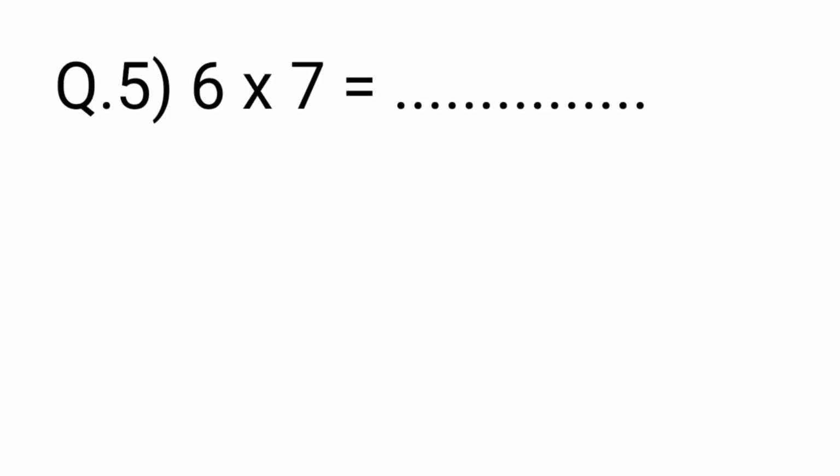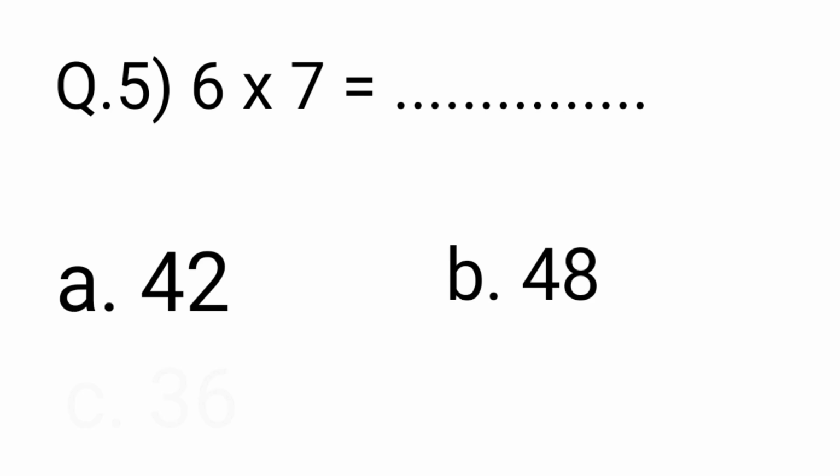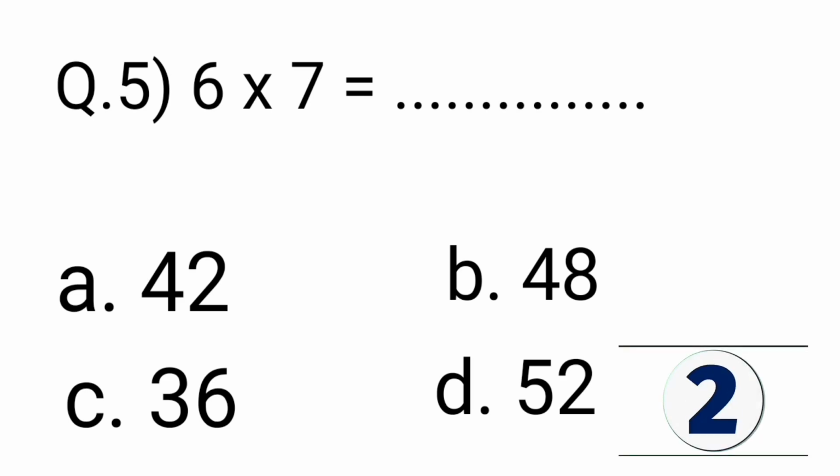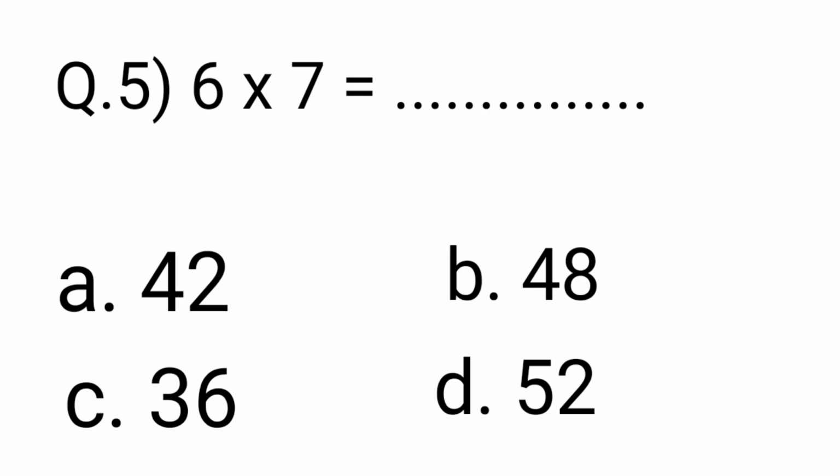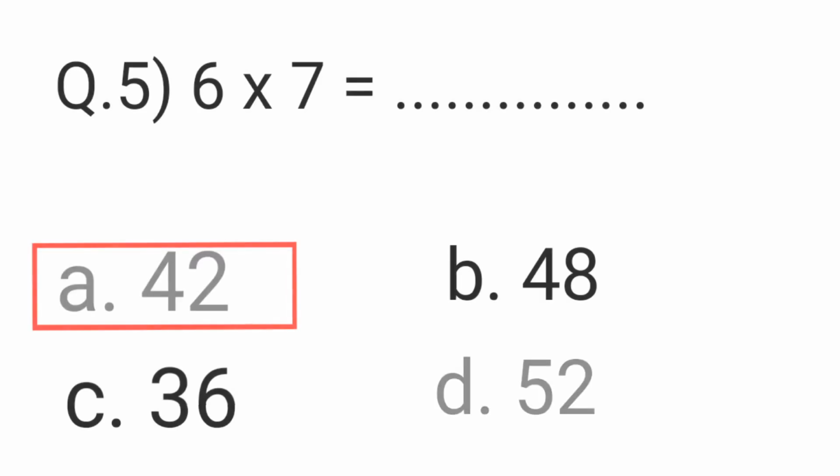Question number 5. 6 multiplied by 7 is equal to option A 42, option B 48, option C 36, option D 52. The correct answer is option A 42.